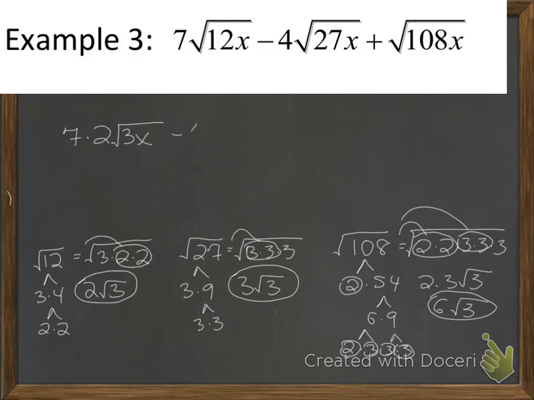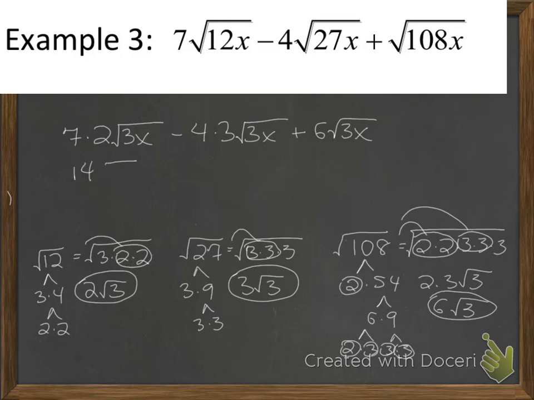Okay, so the square root of 27, I can rewrite as 3 times the square root of 3, and the square root of x just stays there. The square root of 108, I rewrite as 6 square roots of 3, and the square root of x stays there. All right, so let's do our multiplication.